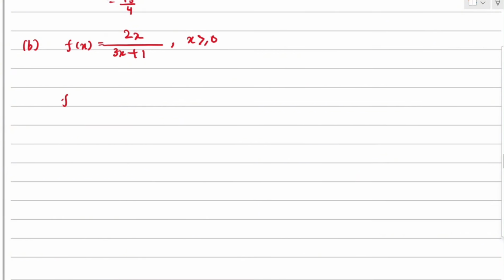At first, I will calculate the value of f at the boundary of the domain. The boundary of the domain is x equals to 0. So I will calculate the value of f(x) at x equals to 0. This would be equal to 2 into 0 divided by 3 into 0 plus 1. This will be equal to 0 divided by 1 or 0.